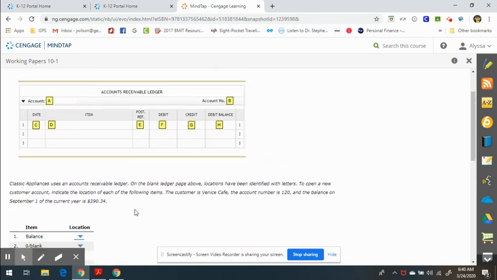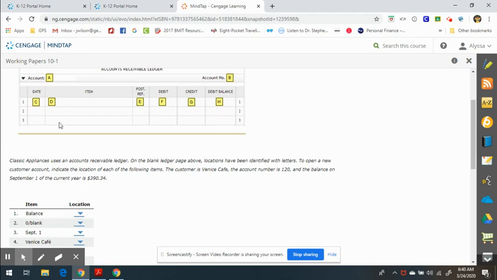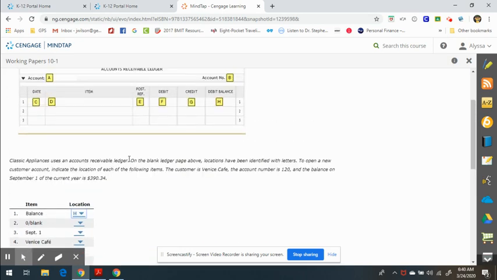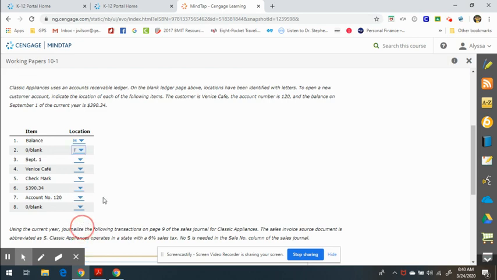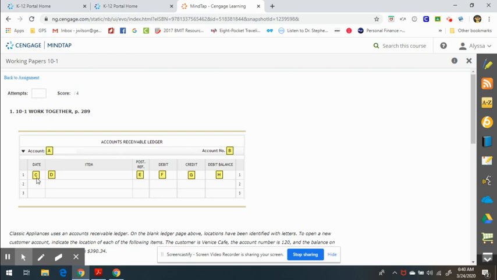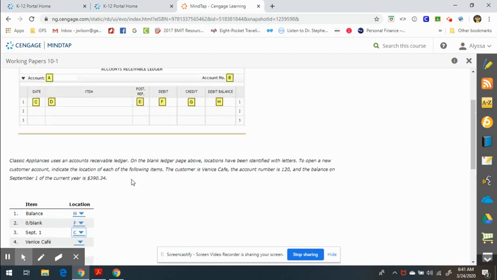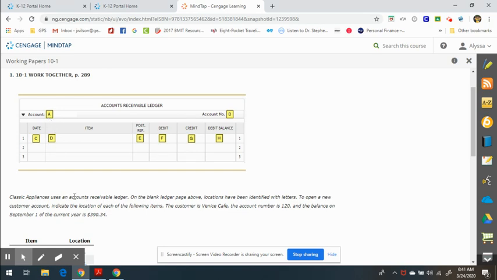All right, so we have a list of items here, and we are supposed to indicate the location in the ledger account. If we wanted to, we could just start with this list. Balance would be recorded right here, H. Zero or blank. Our first zero or blank would be this debit. The date would be recorded right here, C. So choose C. Venice Cafe, that is the account title. So that would be A.